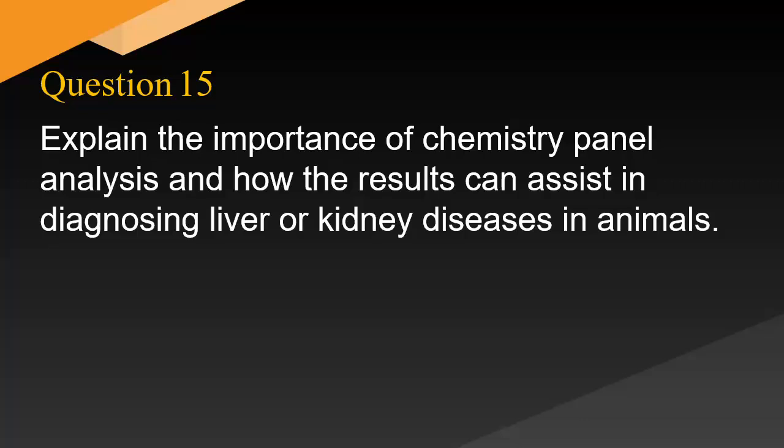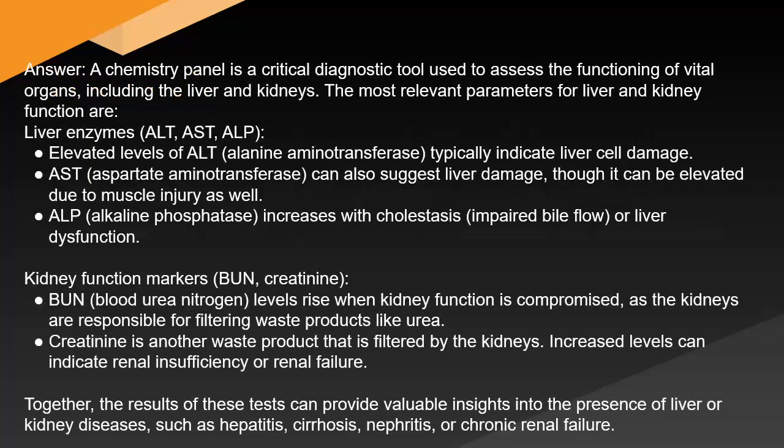Explain the importance of chemistry panel analysis and how the results can assist in diagnosing liver or kidney diseases in animals. Answer: a chemistry panel is a critical diagnostic tool used to assess the functioning of vital organs, including the liver and kidneys. The most relevant parameters for liver and kidney function are liver enzymes. ALT: elevated levels of ALT, alanine aminotransferase, typically indicate liver cell damage. AST, aspartate aminotransferase, can also suggest liver damage, though it can be elevated due to muscle injury as well. ALP, alkaline phosphatase, increases with cholestasis, impaired bile flow, or liver dysfunction.